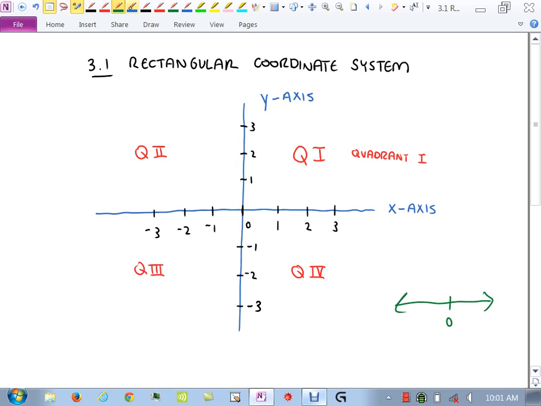Now, there's an important point here. Anybody know what that point right in the center is called? The origin. It's the origin.